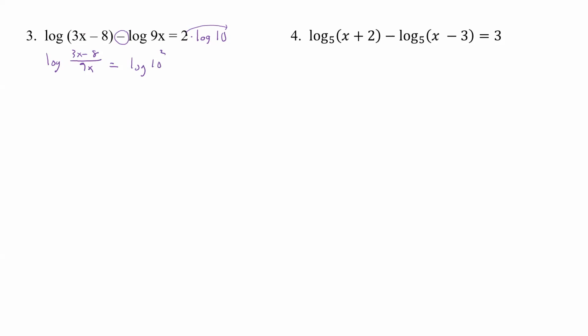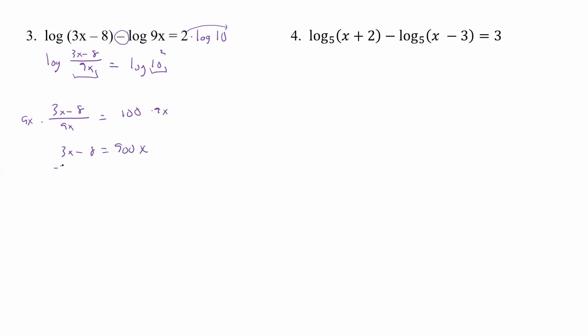Okay, so what we did is we just took the 2 up here. Now we've got a log here, so we can just set this equal to this. So we have 3x minus 8 over 9x equals, well, 10 squared, that's just 100. Okay. So now what do we have? Well, I'm going to multiply both sides by 9x to get rid of that in the denominator. So I have 3x minus 8 equals 900x.